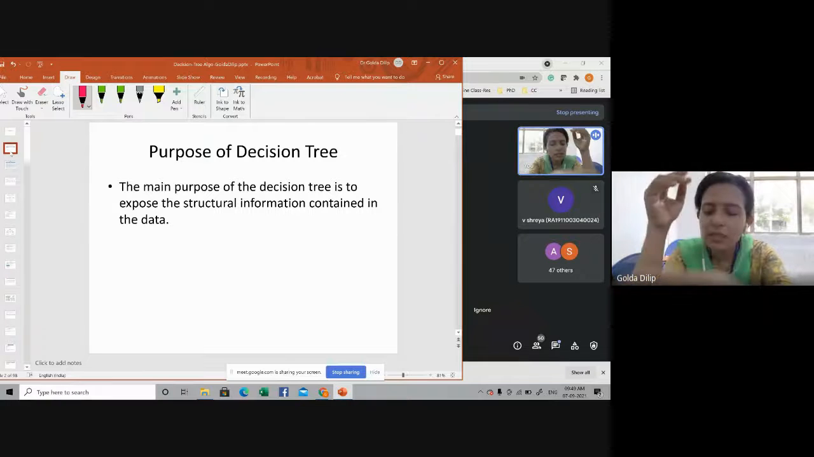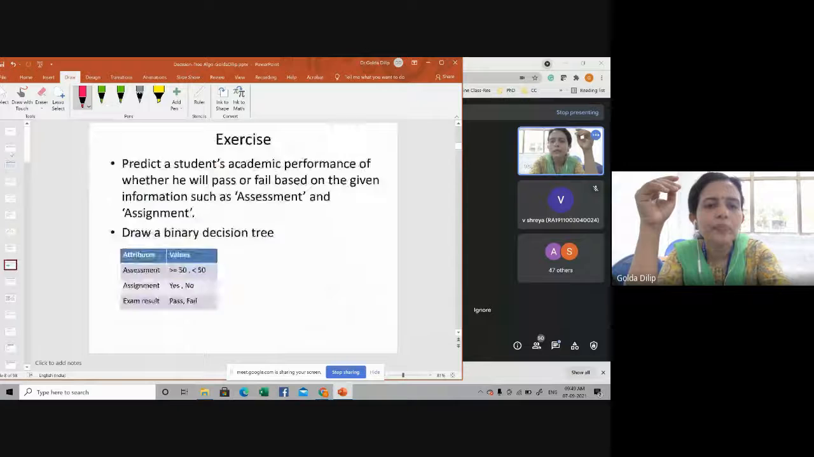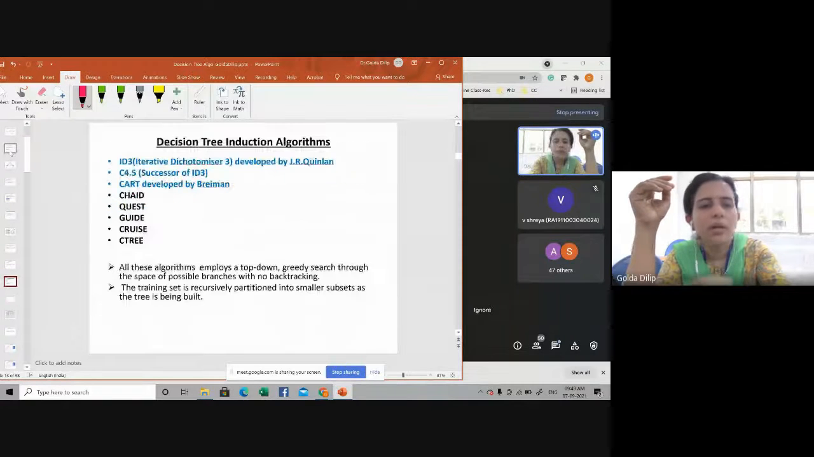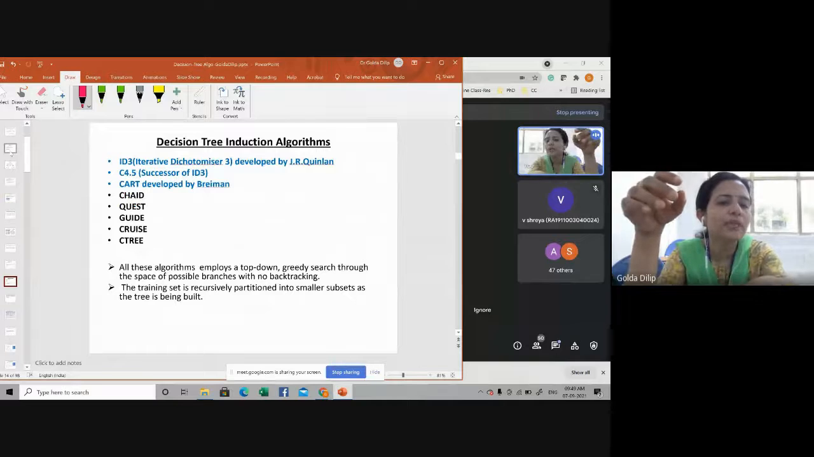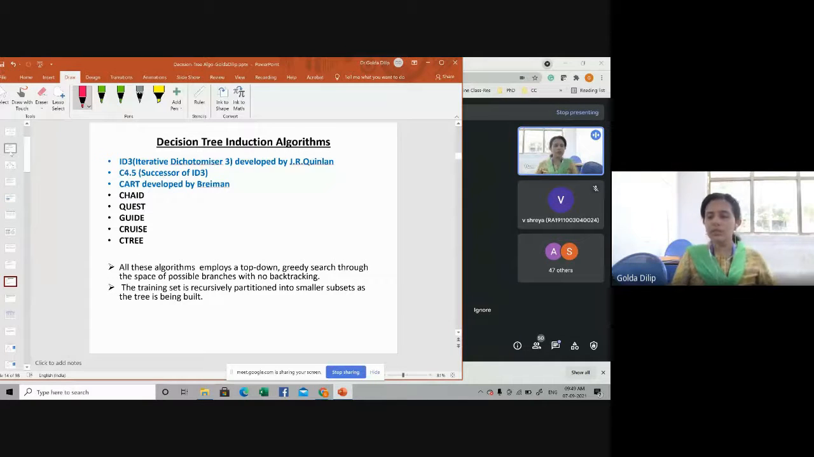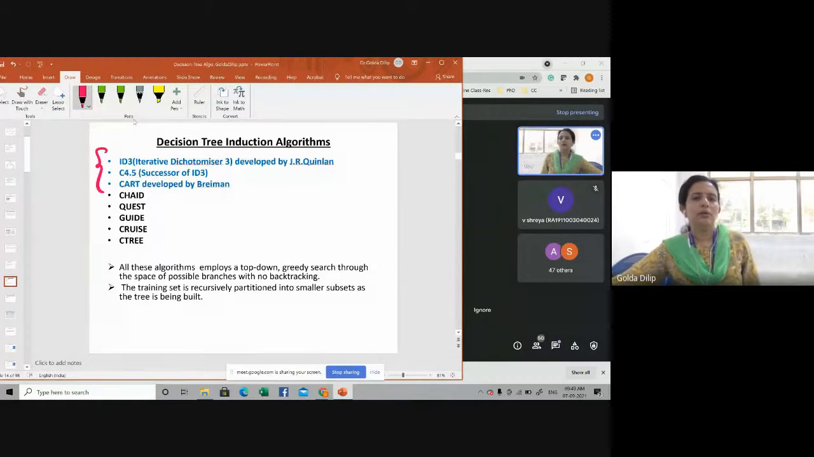Decision tree algorithms were discussed in the class. How many decision tree algorithms are there? We have around eight algorithms, out of which your syllabus has these three. ID3, which we discussed in yesterday's class. Today we discussed C4.5, the successor of ID3, which is able to take care of missing values. In our data set we didn't have any missing values. In case missing values are there, they are represented by a question mark and not used for calculations.